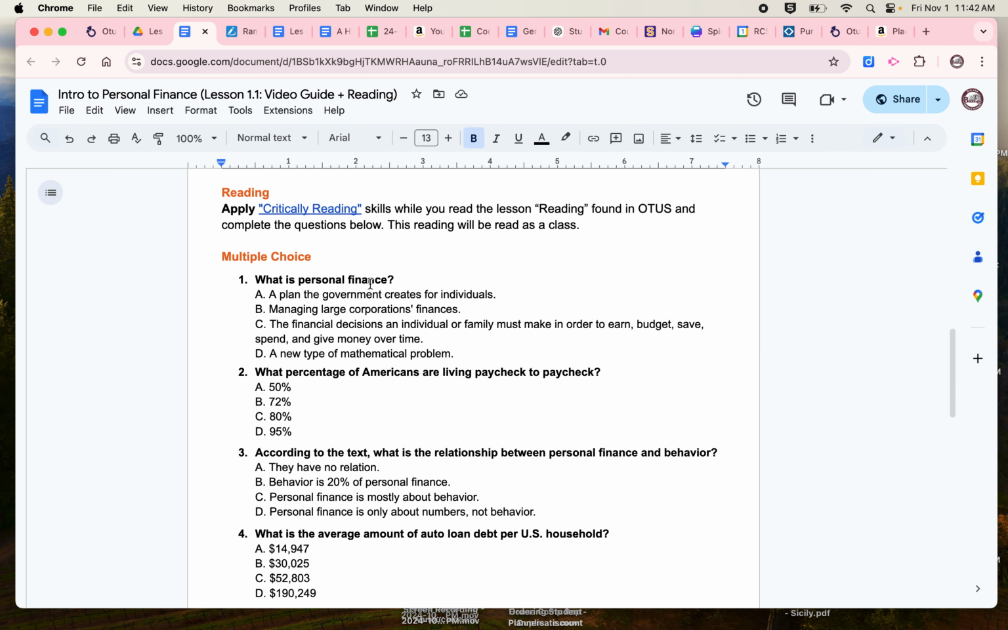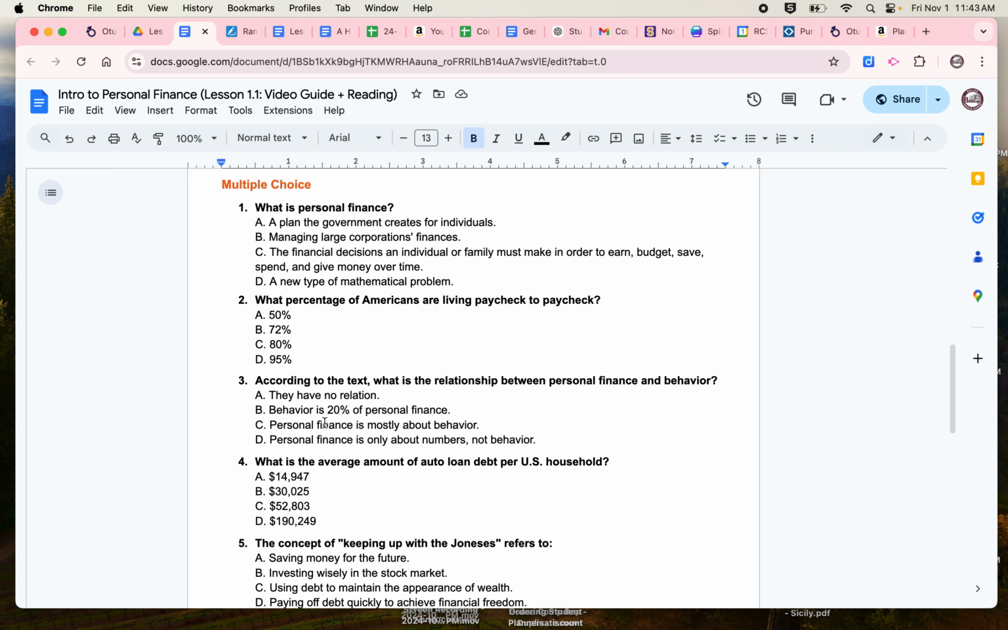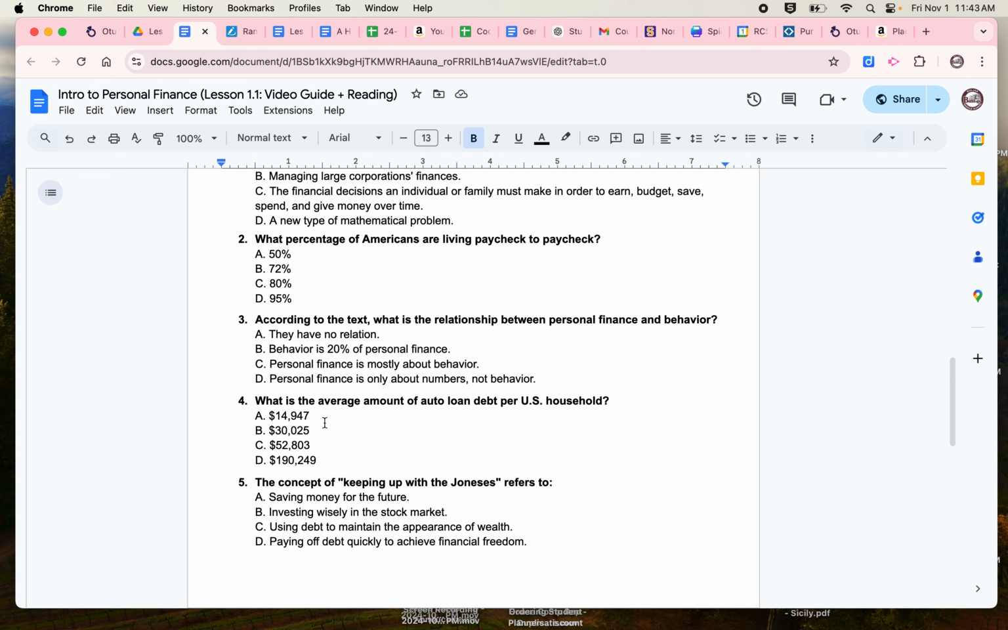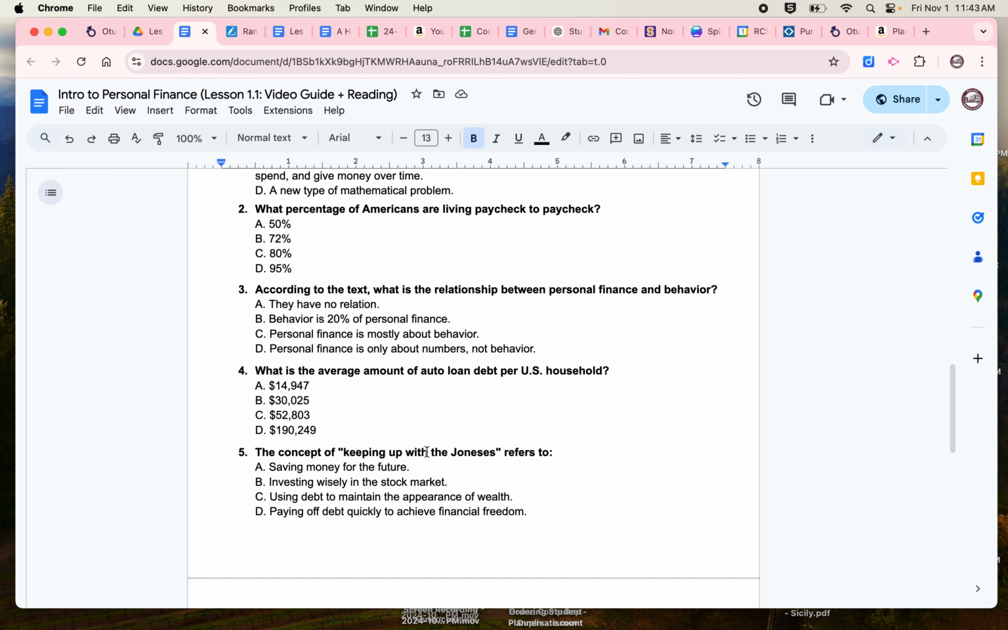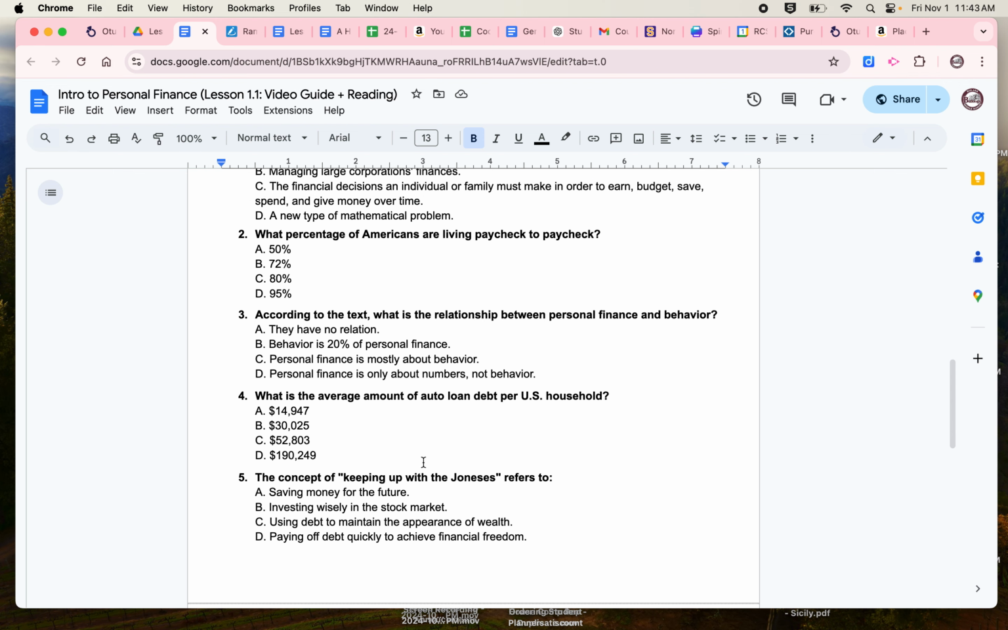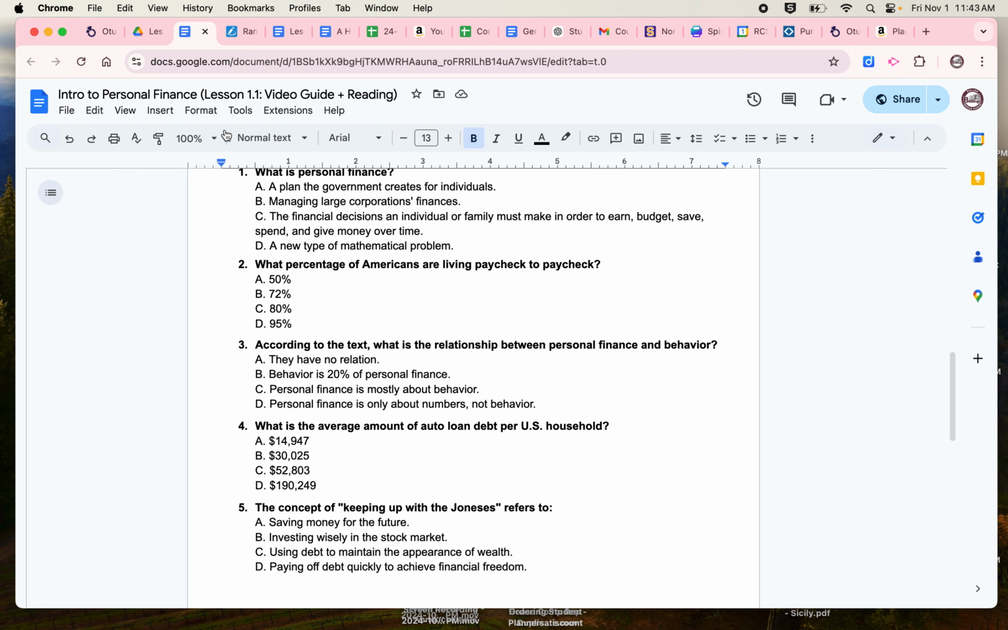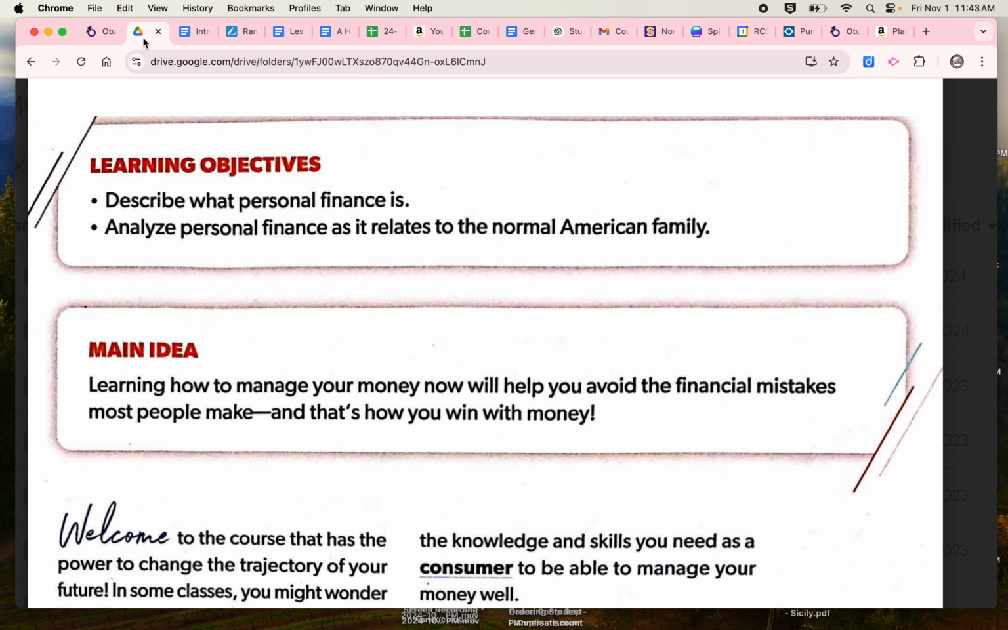So what is personal finance? What percentage of Americans are living paycheck to paycheck? According to the text, what is the relationship between personal finance and behavior? What is the average amount of auto loan debt? So debt people owe on their car per U.S. household, per family. The concept of keeping up with the Joneses refers to. So in the reading, we want to pay attention when we find information to answer those questions. So let's get through here. At any point you want to pause the video, go back to that sheet, go ahead.